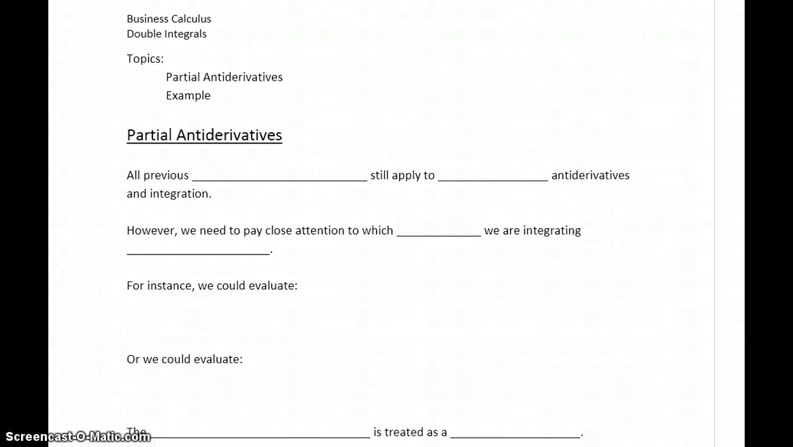As we talk about double integrals, so integrating functions with multiple independent variables, we want to keep in mind that all of our previous rules and theorems related to antiderivatives and integrals still apply. So we can integrate our basic functions in the same way. The substitution method still works, integration by parts if we were to have to consider functions that complicated. So all of those previously established rules and properties still apply to finding integrals and antiderivatives for these multivariable functions.